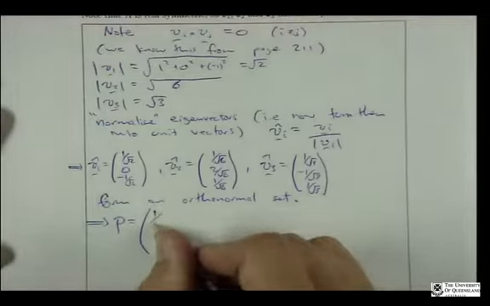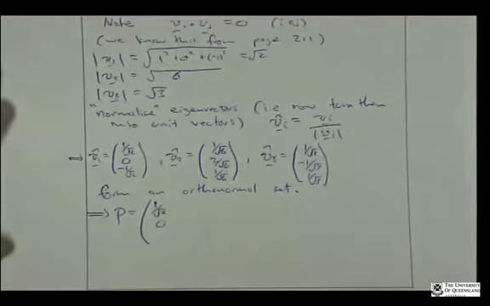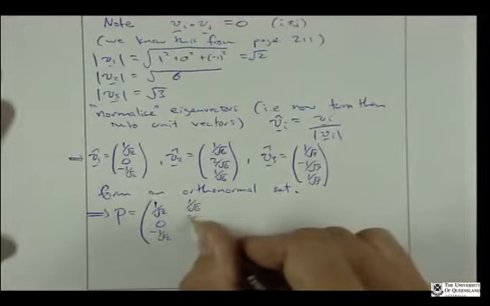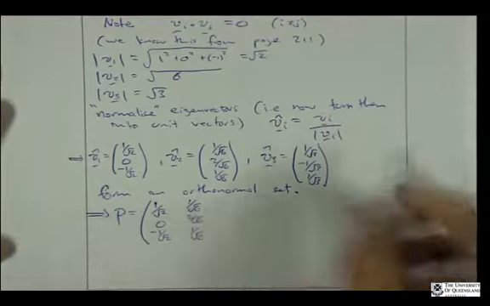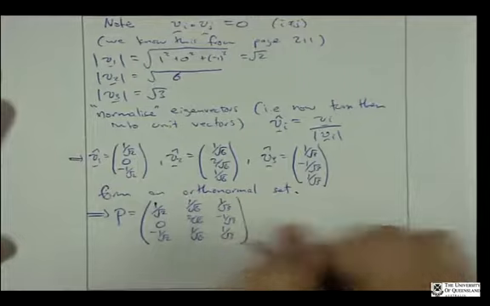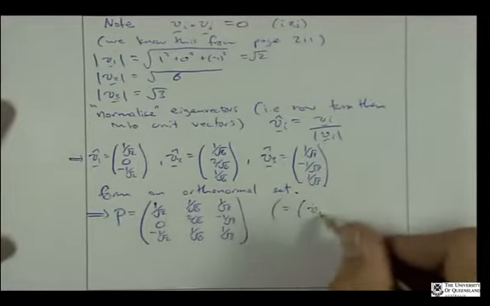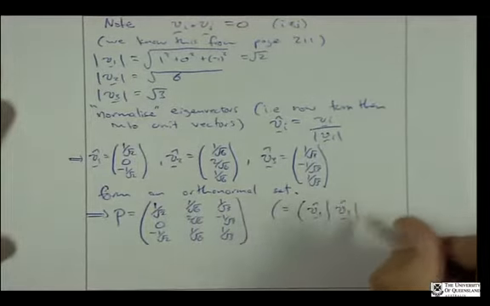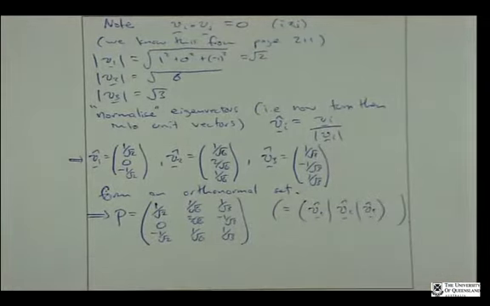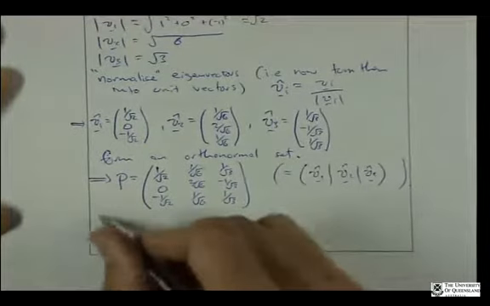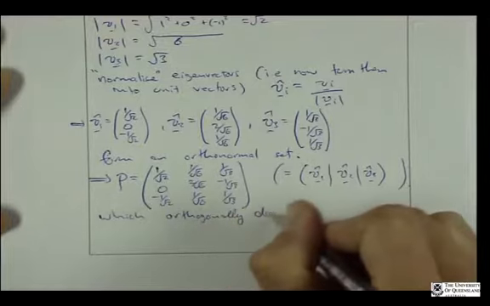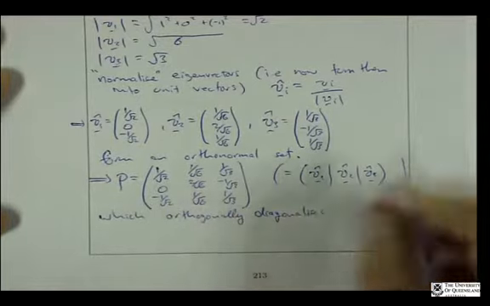Okay, so we just place these into the columns of a 3 by 3 matrix, with V1 in the first column, V2 in the second column, and V3 in the third. And I'll just make a comment. This is just V1 hat, V2 hat, V3 hat in each of the columns, and this orthogonally diagonalizes the matrix A.